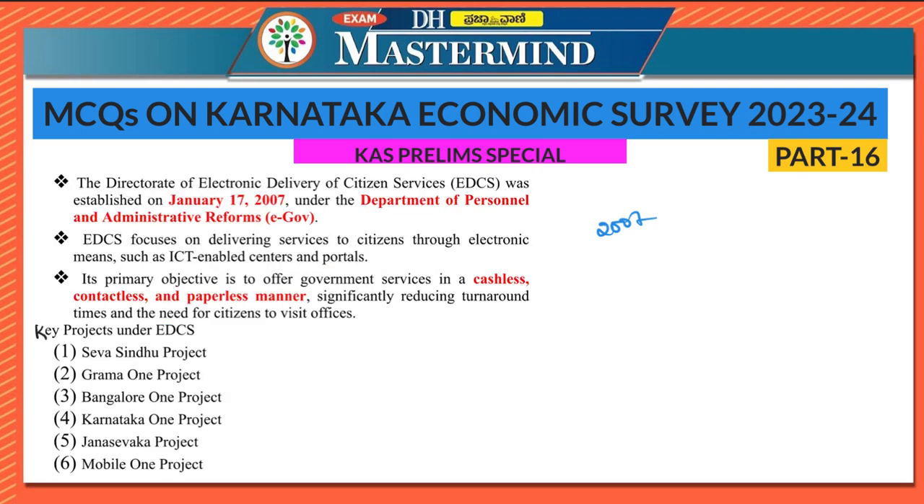So, the Directorate of Electronic Delivery of Citizen Services was established on January 17, 2007 under the Department of Personnel and Administrative Reforms, e-Governance. This focuses on delivering services to citizens through electronic means such as ICT-enabled centers and portals. Its primary objective is to offer government services in a cashless, contactless, and paperless manner, significantly reducing turnaround times and the need for citizens to visit offices. Key projects under this are Seva Sindhu, Grama One, Bangalore One, Karnataka One, Janasevaka and Mobile One. We will be dealing more with these projects in future videos.